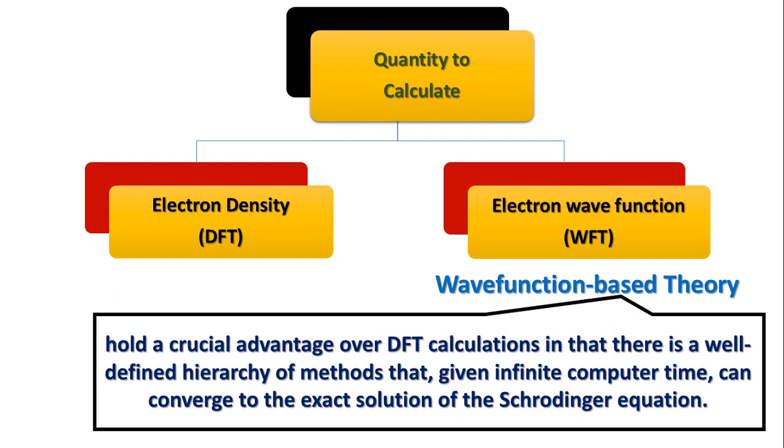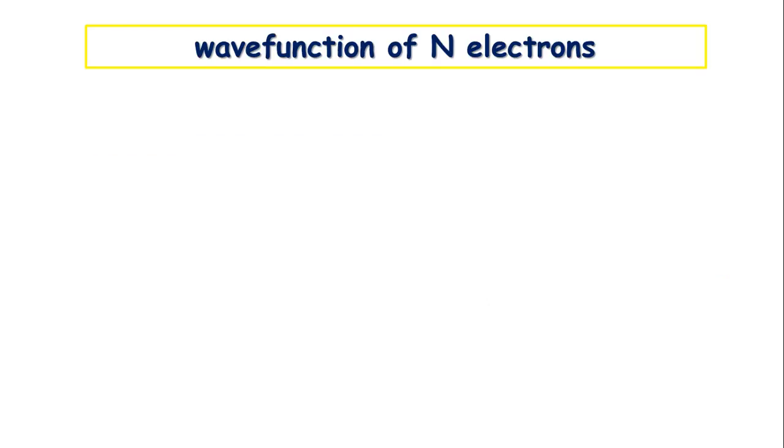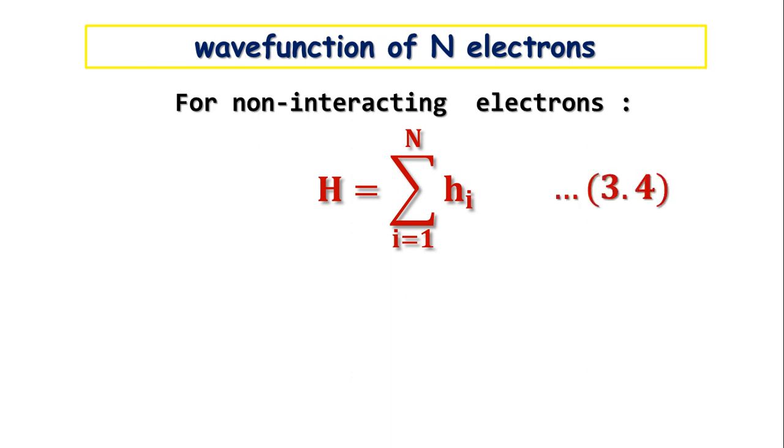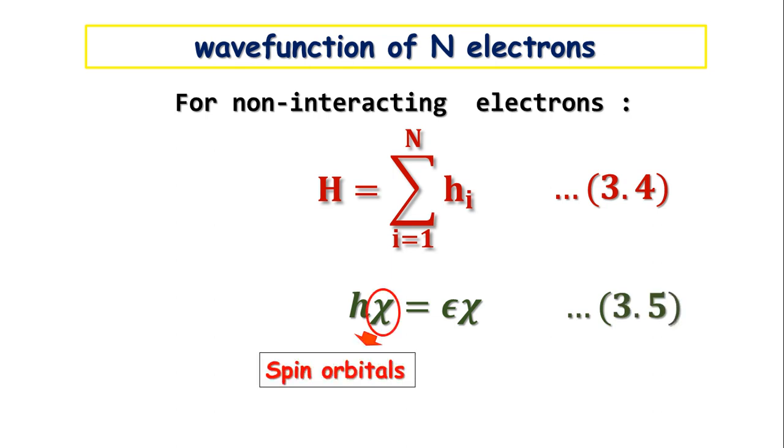Suppose we would like to approximate the wave function of N electrons. Let us assume for the moment that the electrons have no effect on each other. If this is true, the Hamiltonian for the electrons may be written as H = Σ Hi, the sum over all individual electron Hamiltonians Hi. This is our equation 3.4. Then the solutions would satisfy Hχ = Eχ. These eigenfunctions are called spin orbitals.